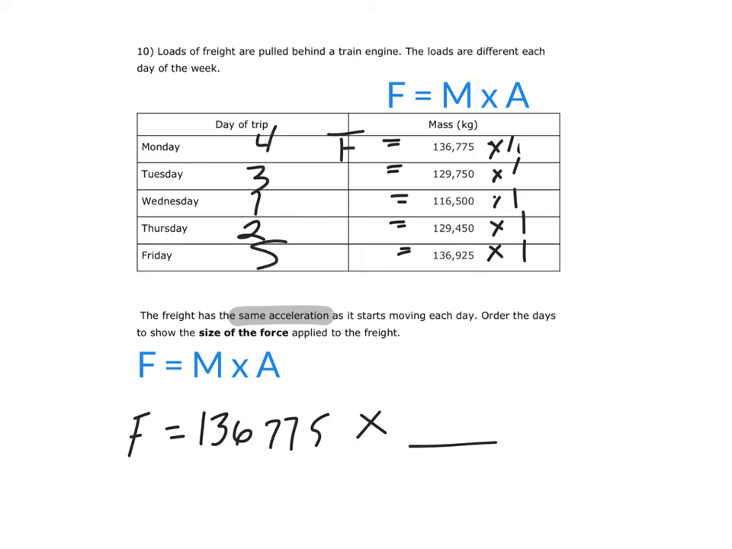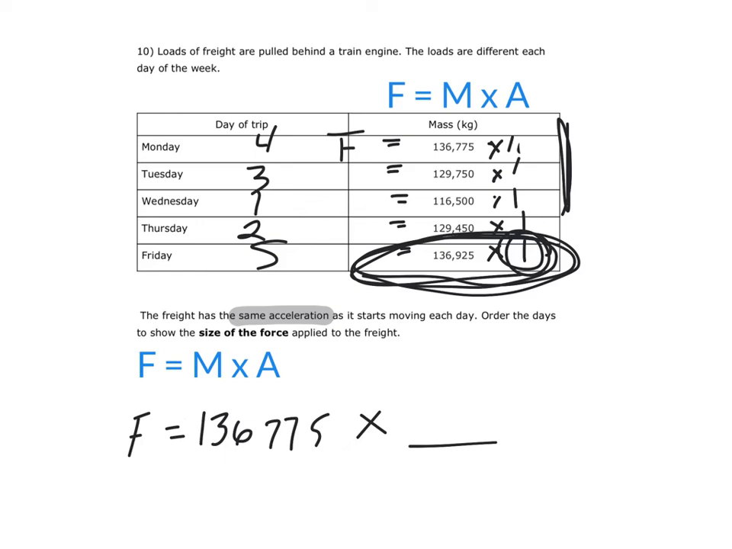The basics of this problem was just to get you to understand that in order to get something that has a lot of mass, like this one down here, to accelerate at the same 1 meter per second squared as on all the other days, you're going to have to apply a larger force. Technically, for Friday's date, they'd have to put a force of 136,925 newtons just to make it accelerate 1 meter per second squared. Whereas if you looked at Wednesday, it only required 116,500 newtons to make it accelerate 1 meter per second squared.